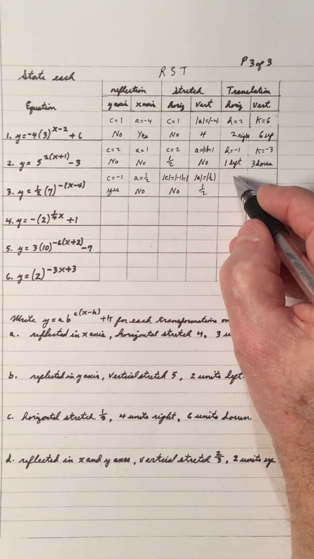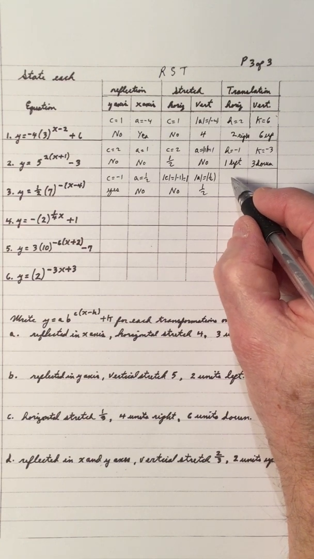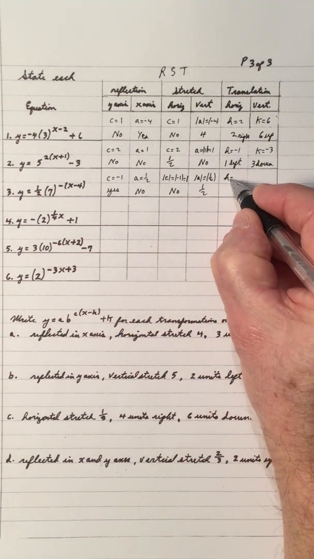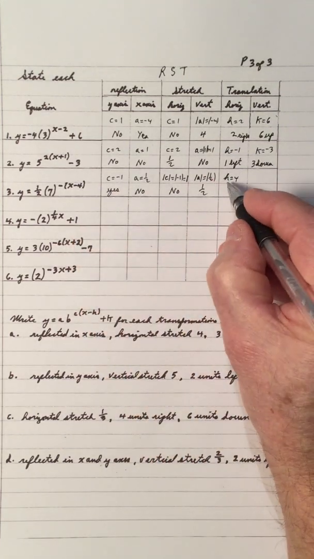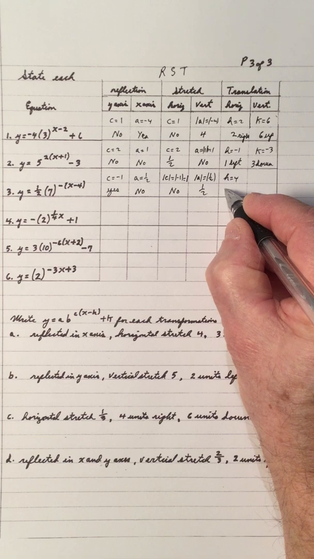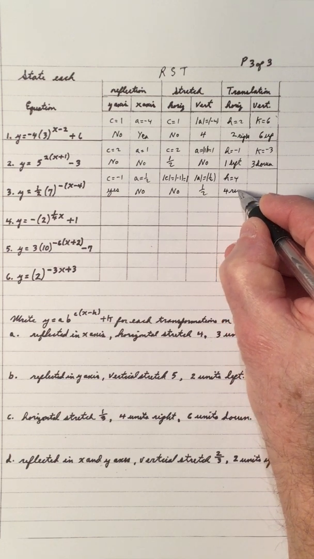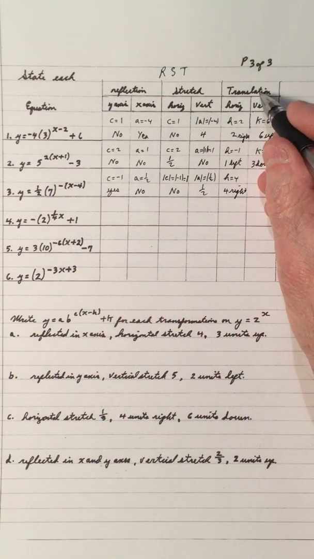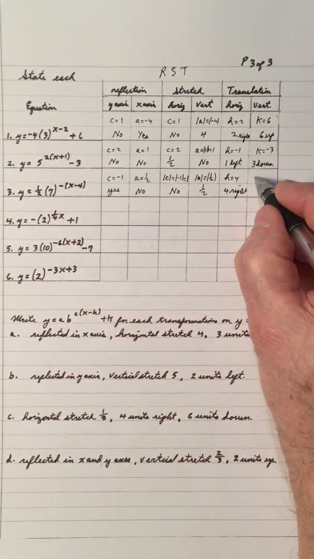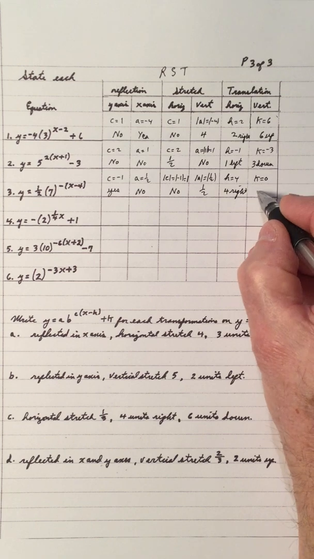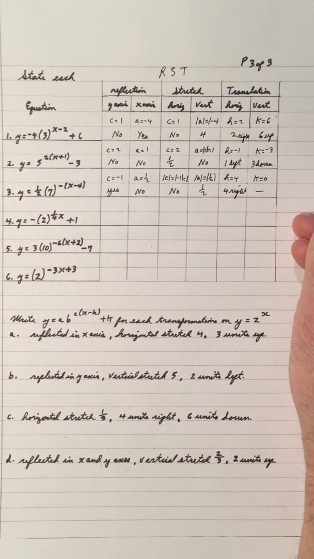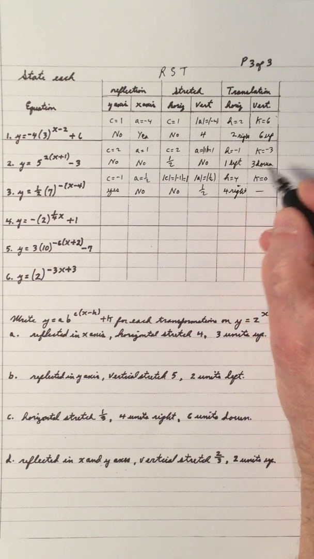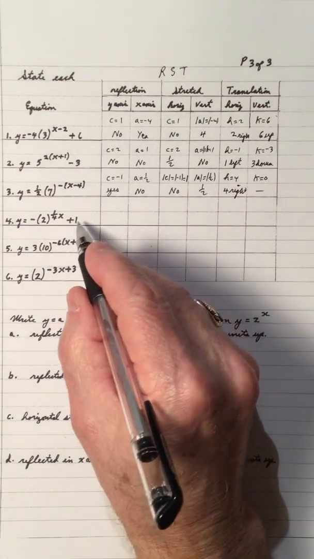Translation is horizontal, and we're looking at the value of h. So we look at this equation, the h is 4. Always the opposite. So it's 4, so it's gone 4 right. And the vertical translation is the k. There's no k there, k is 0. So there's no up or down. It stays in terms of the x-axis. It doesn't slide up or down.